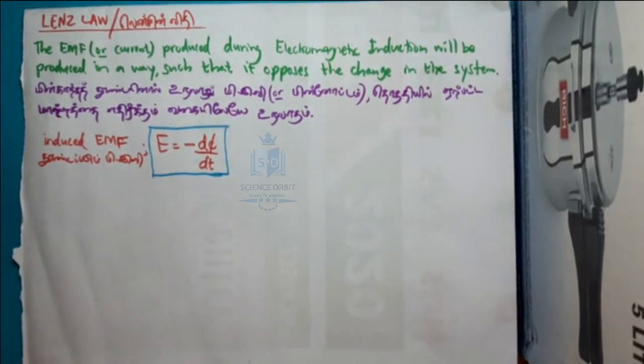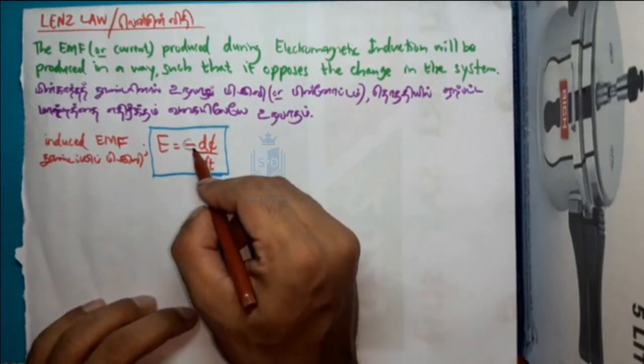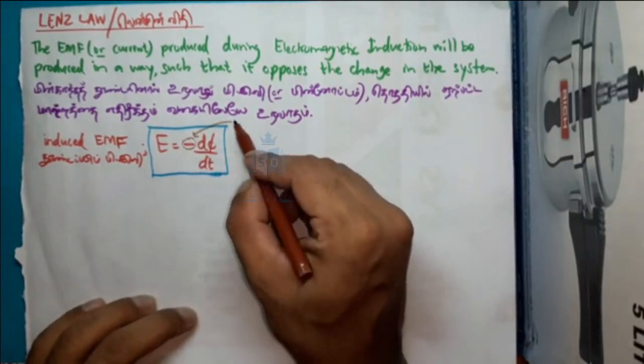So in this, the negative sign here represents Lenz's law.